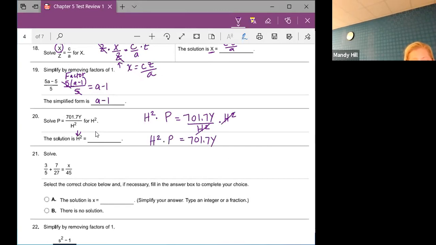Okay, I'm close, but I don't have h squared equals. I have h squared times p equals. So I've got to get rid of this times p. To get rid of a times, you divide. Those are going to cancel out, and we would get h squared is equal to 701.7y divided by p.